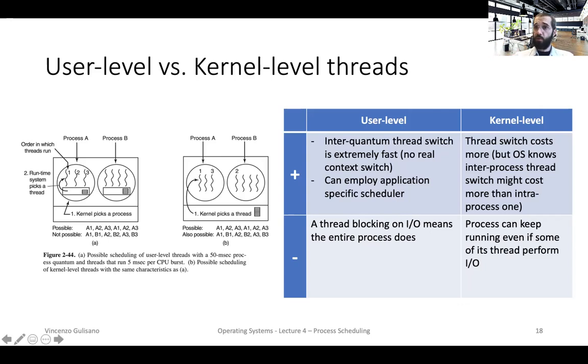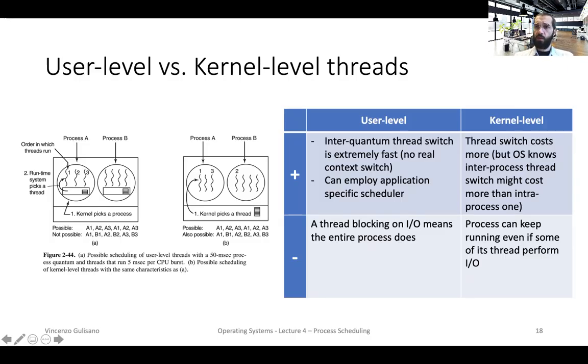And you can define your own scheduler. So if you don't like the scheduler that you have in your operating system to run a set of processes that are CPU bound, you can use user-level threads and then write your own scheduler with your own policy to run your processes. But the negative side, as we said, is that if one thread blocks because of input-output, the entire process blocks. So all the user threads.